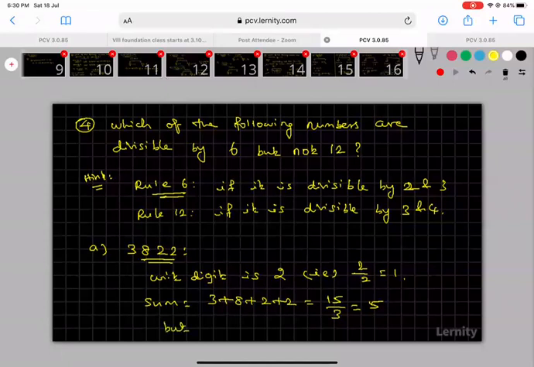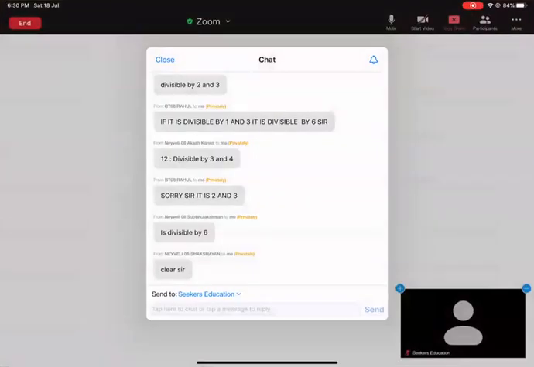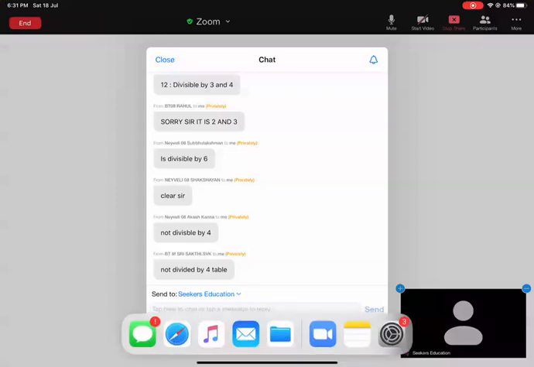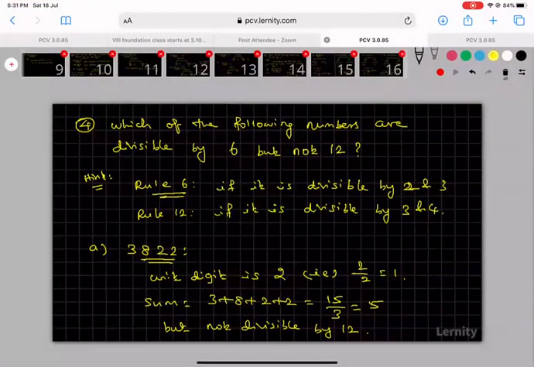But this is not divisible by 12. Why, sir, am I saying not divisible by 12? Anyone please give the answer. Very good, sir. So here 2 is satisfying, 3 is satisfying, so 6 is satisfying.